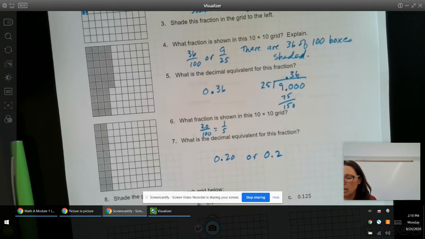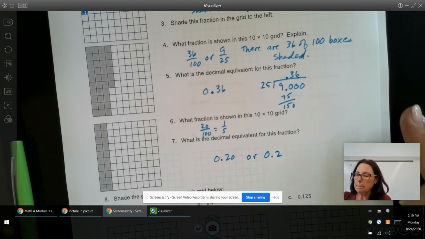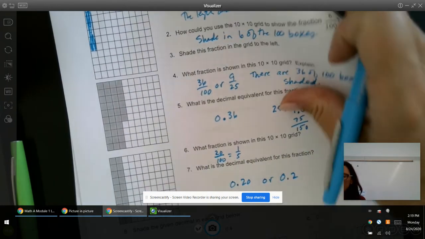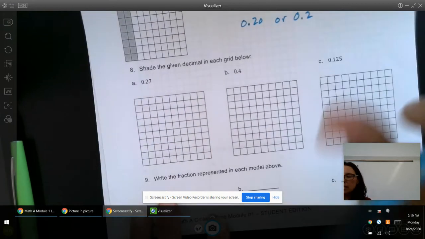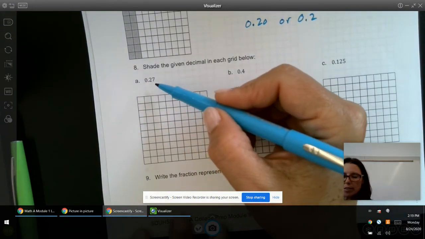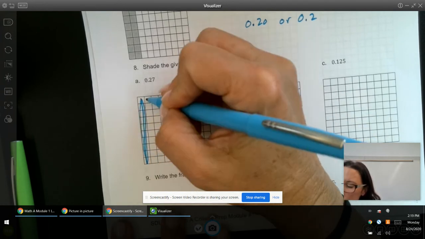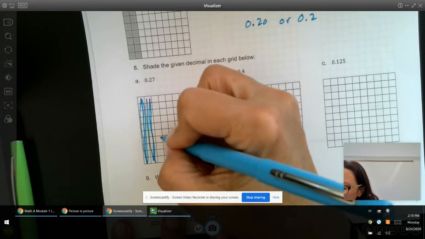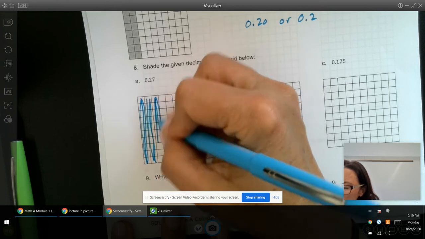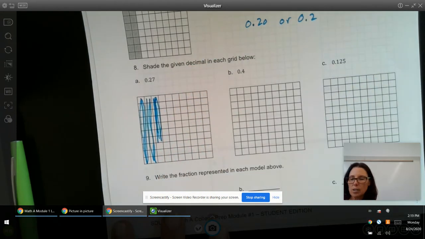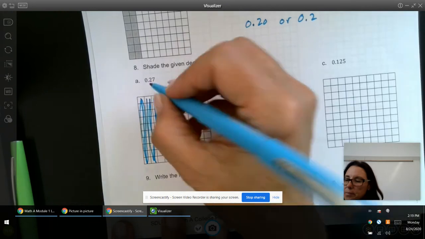All right, now we're going to go the other way. Given the number, we need to shade in 27 hundredths. So here's 10, here's 20, and then here's 7. There's 27 hundredths.